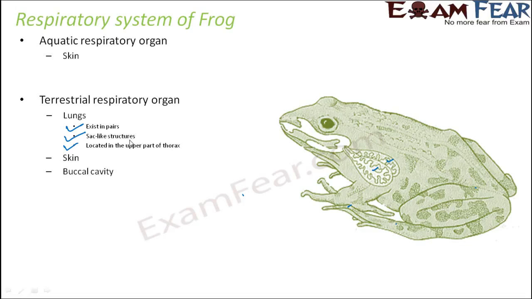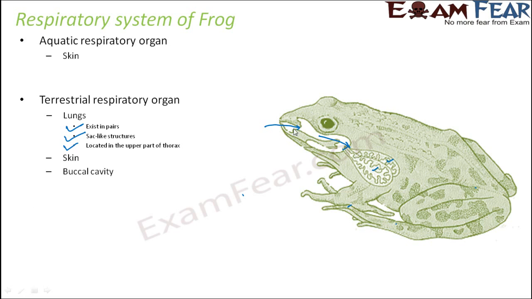The function of the lungs is very similar to humans. It is just that in humans we have ribs and diaphragm to control the movement, but here you do not have all those things. So here the frog puffs out its throat and draws in air through the nostrils. When the floor of the mouth is compressed, air is forced into the lungs. So through the mouth, it will take in air and then force it into the lungs. That is how it takes in oxygen.